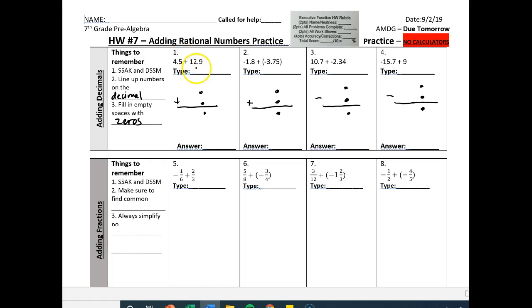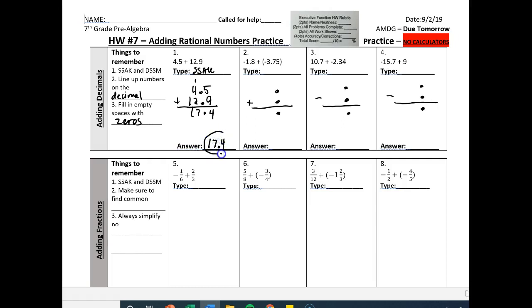Here's number 1. I got 2 positives, so it's the same signs, add, keep. Does not matter which number goes on the top when it is same signs, add, keep. When it is different signs, subtract more. It definitely does matter then, but for right now, it does not matter which number. So you'll notice I've lined everything up, and then I just do my normal addition here. I'll get 17.4, and that's my answer.